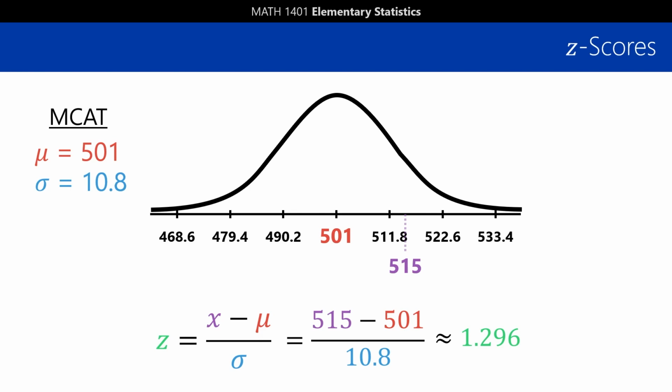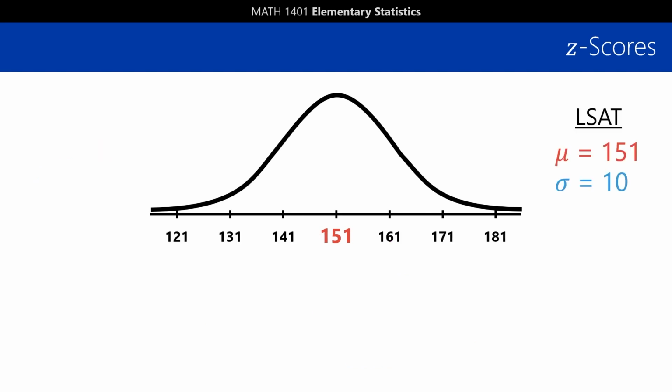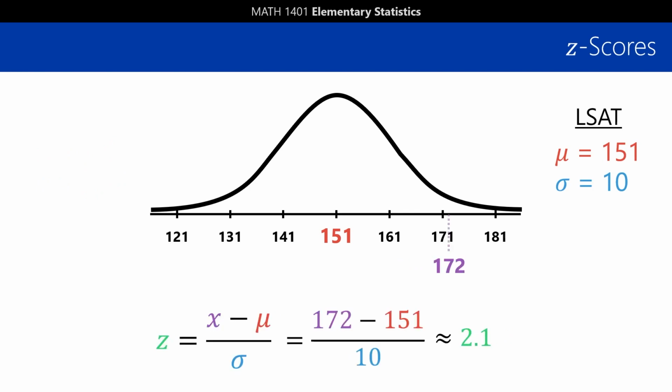Not too shabby. But let's see what happens when we look at the LSAT, which has a mean of 151 and a standard deviation of 10. If we do the same calculation, we end up getting a z-score of 2.1, which means that in this case, your test score on the LSAT is 2.1 standard deviations above the mean. That's a lot more impressive.